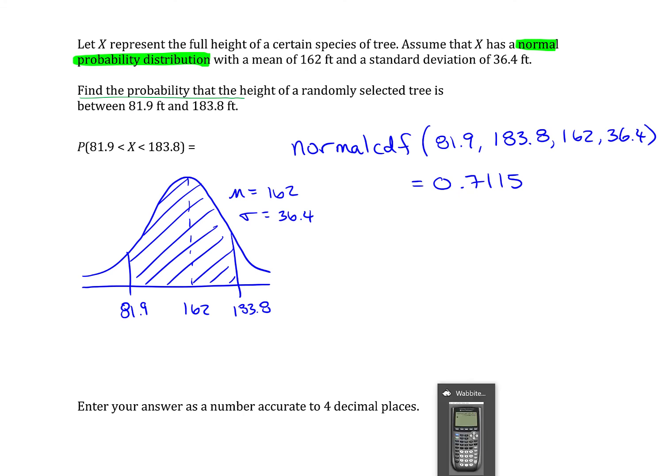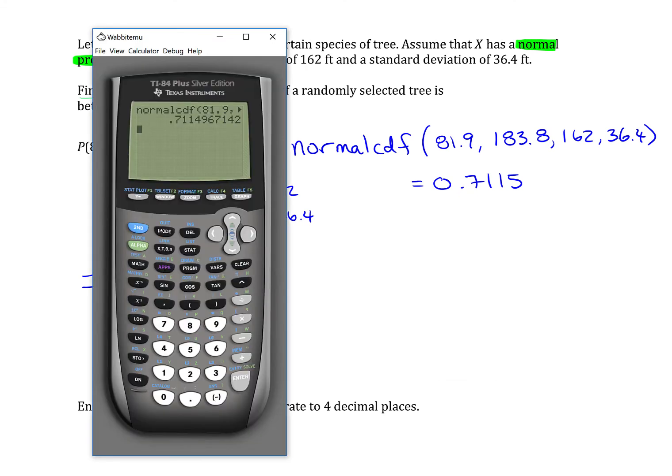And that's my answer. But some of you may have seen a menu show up when you did the normal CDF, and that's perfectly okay. Let me show you what that is. So second distributions, normal CDF. It's just a more efficient way of asking you what the four inputs are to normal CDF, rather than having you type them in a comma-separated list.